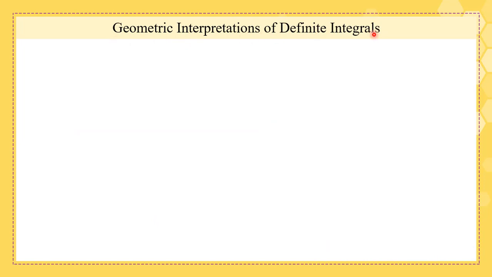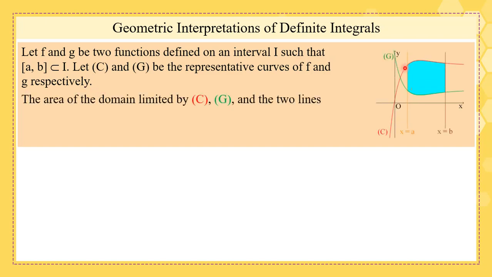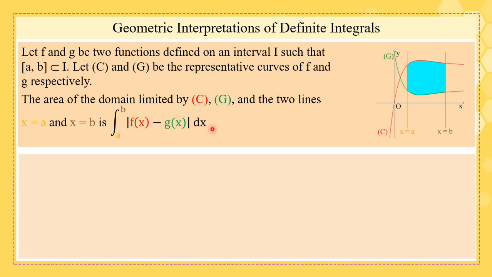Geometric interpretation of definite integrals. Let small f and small g be two functions defined on an interval I such that the interval AB belongs to I. Let C and G be the representative curves of f and g respectively. We show the figure. This is the curve C and this is the curve G. The area of the domain limited by C and G and the two lines x equal a and x equal b equal integral ab absolute value f of x minus g of x dx.